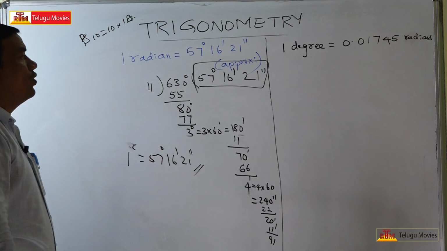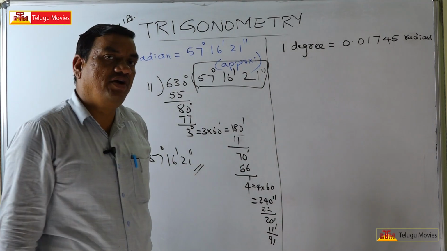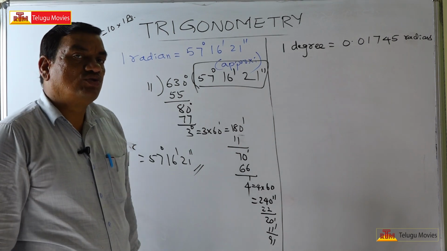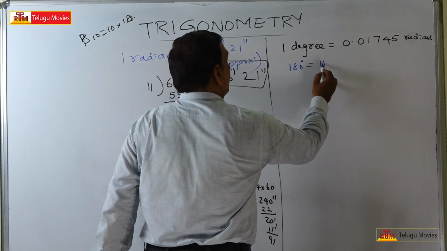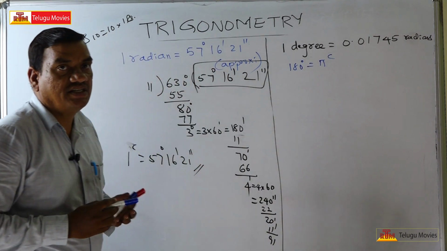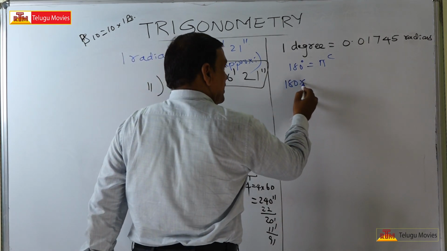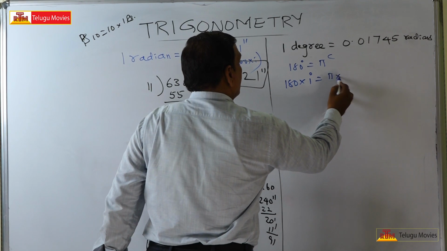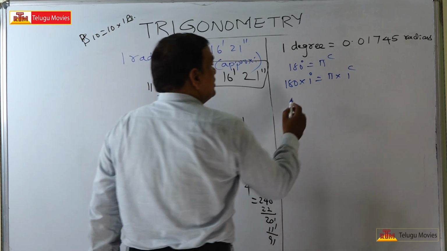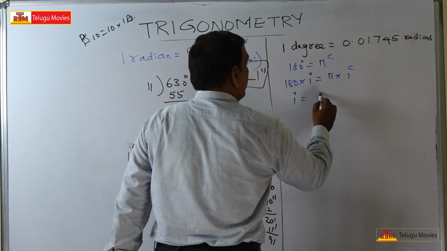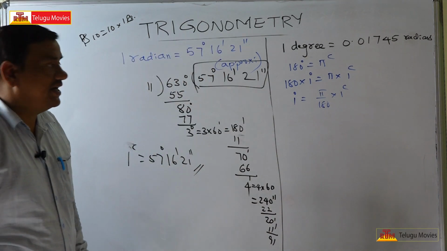Now I am going to prove the reverse process: 1 degree is equal to 0.01745 radians. That is also sometimes important for solving problems. We already know that 180 degrees is equal to pi radians. 180 degrees means 180 into 1 degree, and pi radians means pi into 1 radian. So 1 degree is equal to pi by 180 radians.